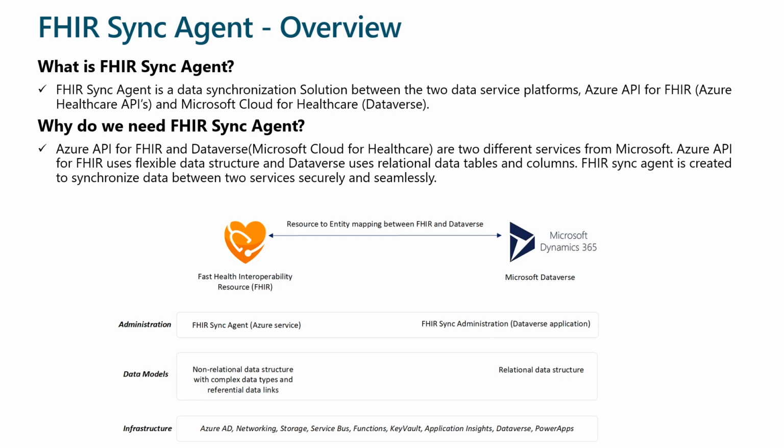Why do we need Sync Agent? Azure API for FHIR and Dataverse are two different services, where Azure API for FHIR uses a flexible data structure in JSON format, while Dataverse uses relational data tables and columns. So FHIR Sync Agent is created to synchronize data between these two services.